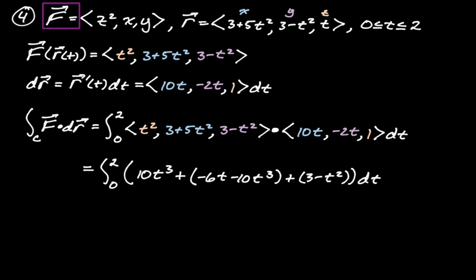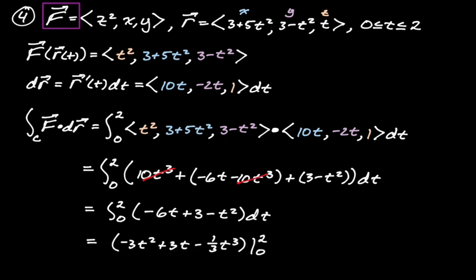Obviously, there's not a lot of like terms, but there's something, right? We can get rid of these. And then our integral becomes this. Reverse the power rule gives us this. Then we plug in 2, we plug in 0, and we clean that up. We get negative 26 over 3.